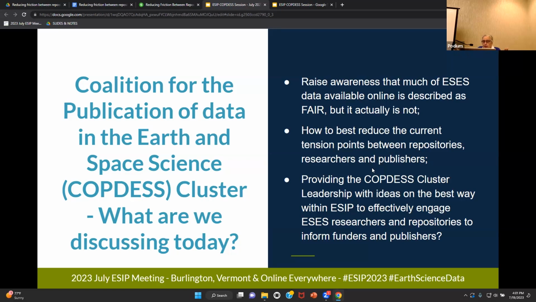And so, as I said, we've got three: raise awareness about how much ESCS data available online is described as FAIR, but isn't. There's a lot of tension between the recent requirements that a data set, if published in a paper, needs to have a DOI and be connected to a repository, and there's a lot of friction points starting to emerge related to the tension between those three groups. So if you've got any tensions you experience, add them to the notes.